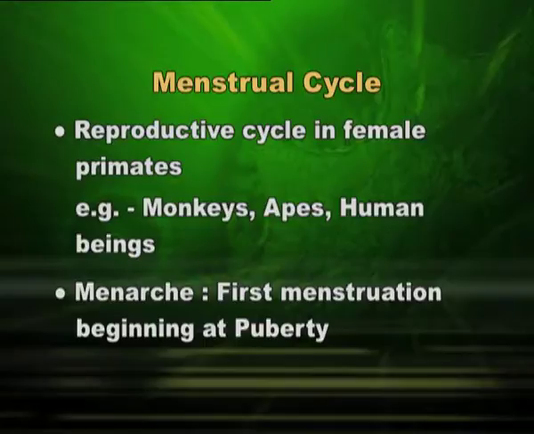Now, menarche is a word which I would like you to be familiar with. Menarche is the first bleeding or first reproductive cycle in a human female, or the first menstrual cycle. So, menarche is the initiation of menstruation in the human female, whereas menopause is going to be the last cycle, or the end cycle of the reproductive period.